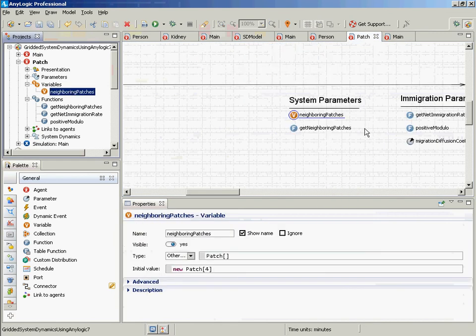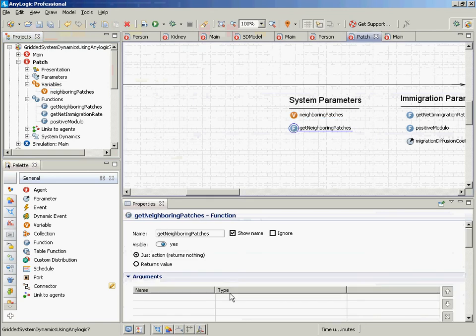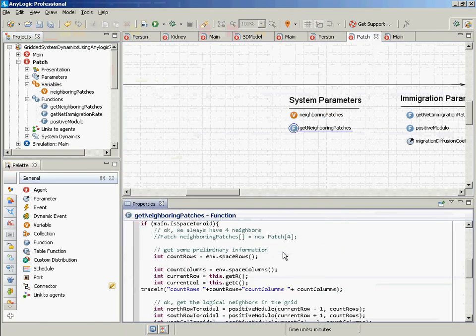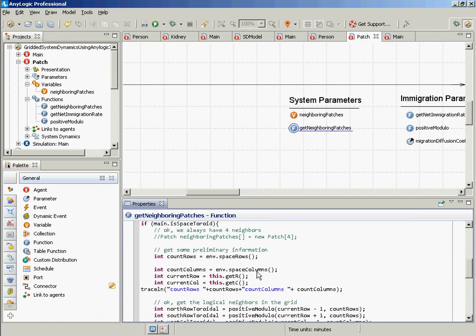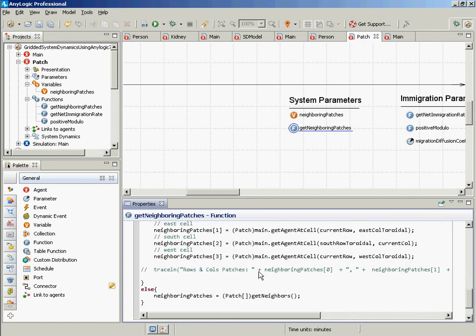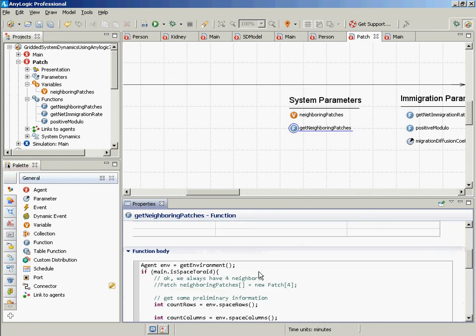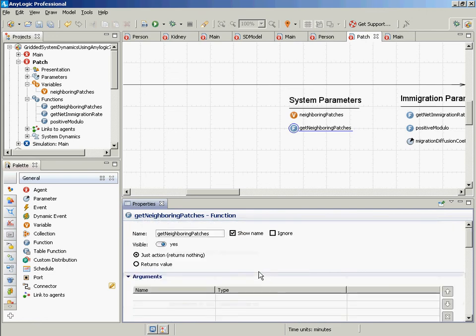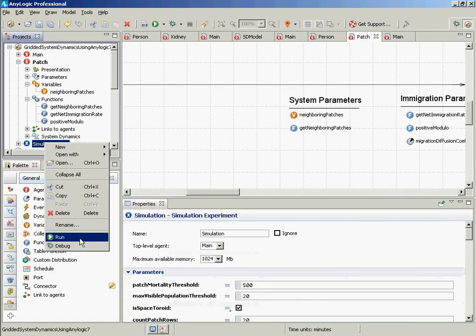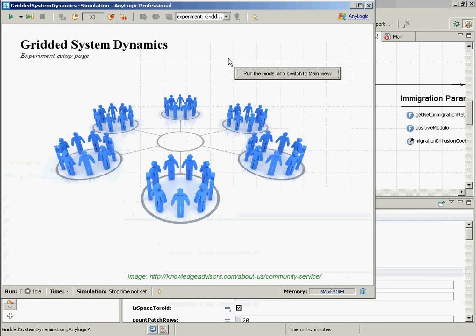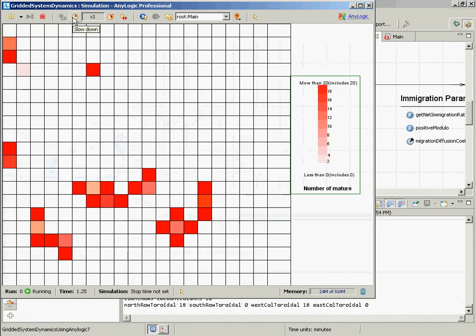The neighboring patches are just our four neighbors, and rather than calling that regularly, I figure out who our neighbors are in space in a toroidal way. This is something I wanted to bring to your attention. Some modeling packages make it very easy to define toroids. The idea behind a toroid is that the space wraps around.